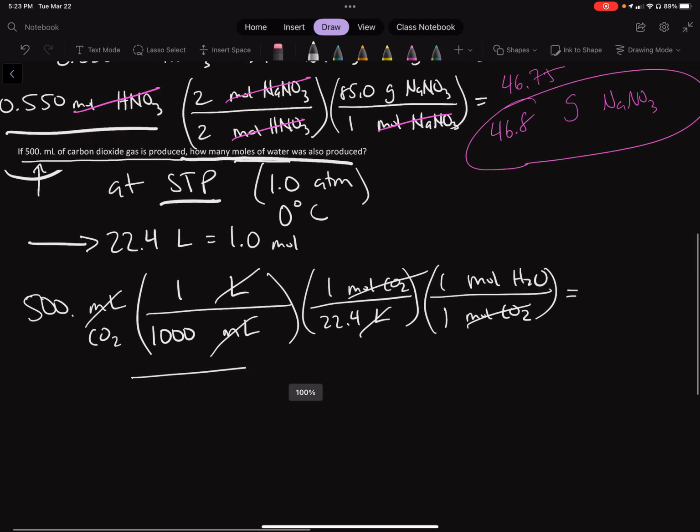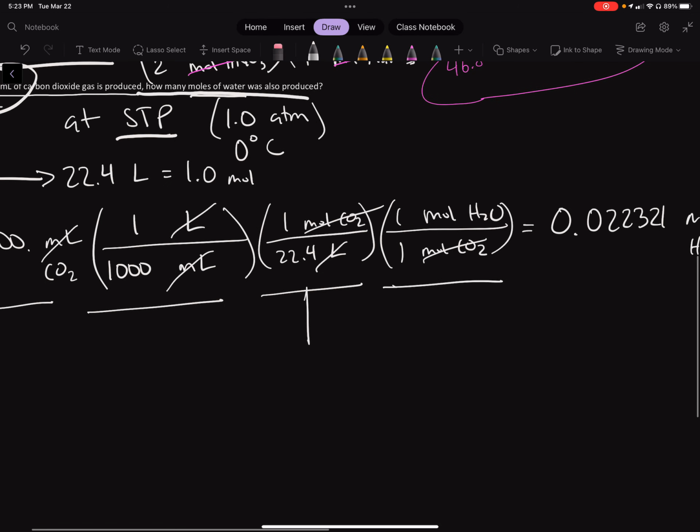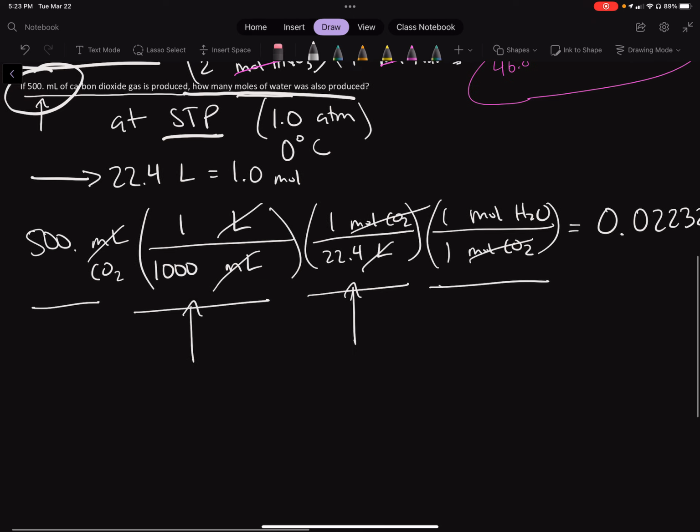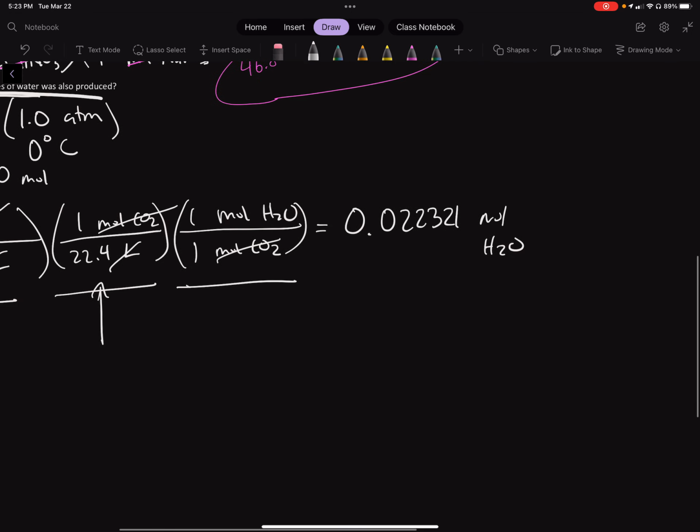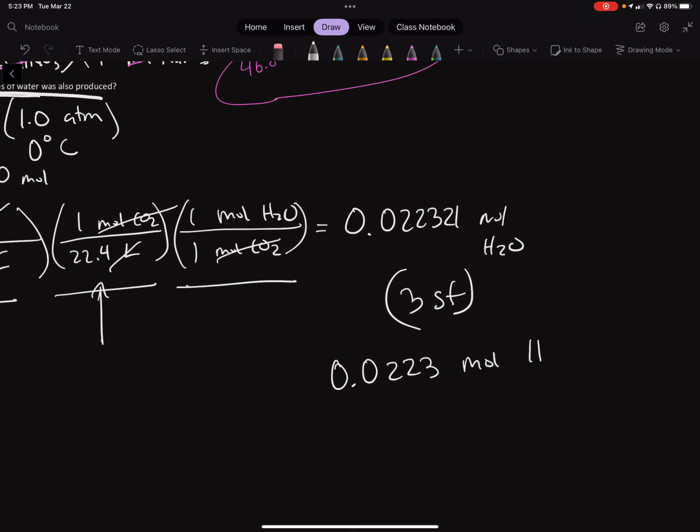And we talked about earlier, this 500 with a dot at the end is a 3 sig fig number. This is also 3 sig figs. The 1,000 milliliters per liter does not count against your sig figs because that's an exact quantity. It's practically a definition. So our answer, we want 3 sig figs. So we will round that to 0.0223 moles of H2O.